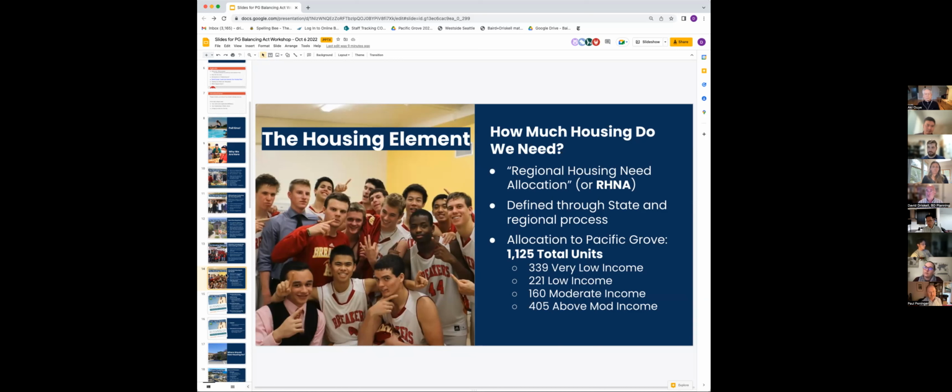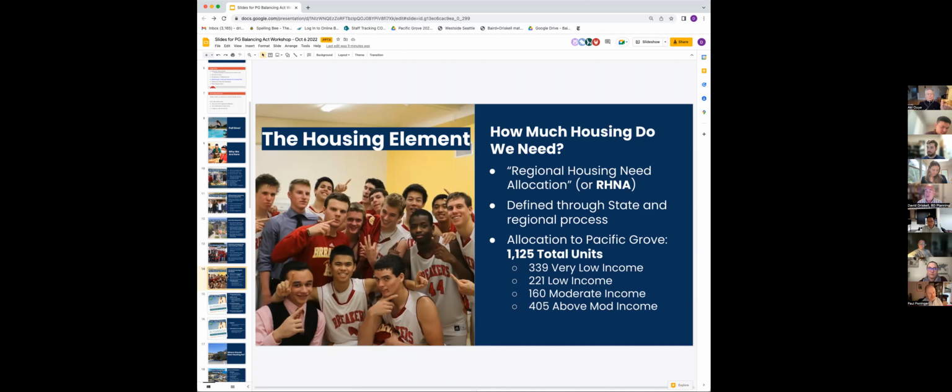It is an allocation of 1,125 total units that we need to plan for, which includes doing programs and things to help facilitate those outcomes. And you can see there the breakout by income category. Those income categories are based on what's called area median income, AMI. At 50% of AMI and below is what's considered very low income. 50 to 80% is low income. 80 to 120% is moderate, and 120% and above is above moderate.